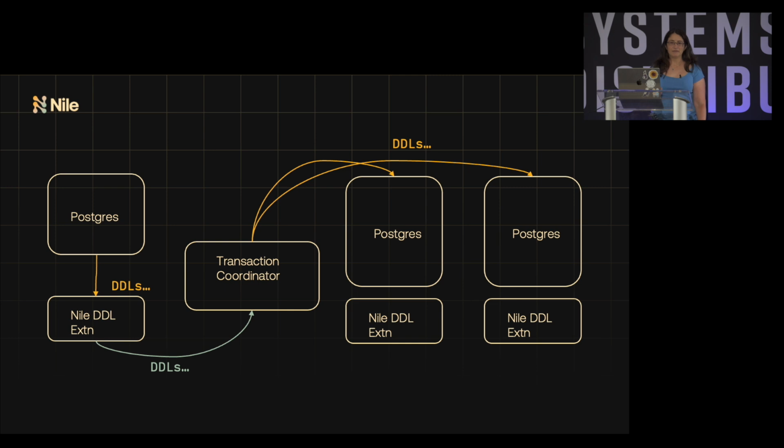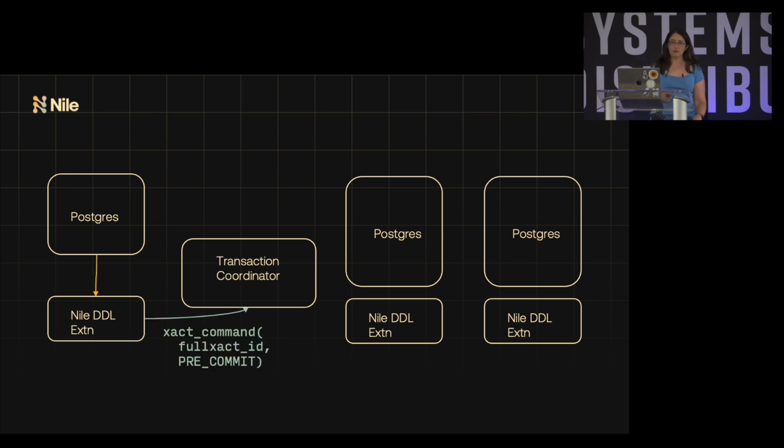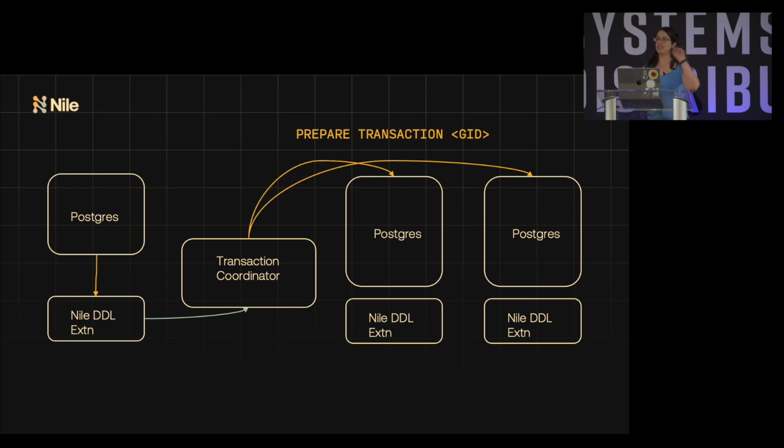At some point, there will be a commit, either by a user or not by a user. But this hook will be called, first of all, with a pre-commit event. What do we do with a pre-commit? Well, first of all, we make up a transaction ID that will identify the commit everywhere. And then the transaction coordinator converts this pre-commit into something called prepare transaction.